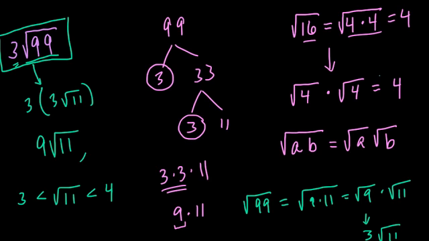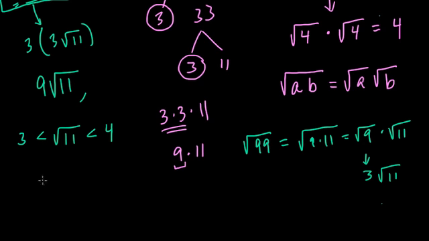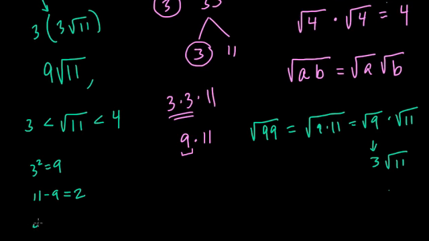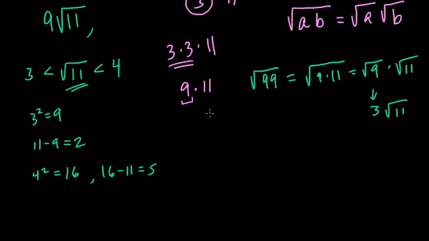But we might want to approximate to the nearest tenth. And what I realized right away is that 11 is closer to 3 than 4, because 3 squared is 9, and 11 minus 9 is only 2, whereas 4 squared is 16, right? And 16 minus 11 is 5. So 11 is further from 16 than it is from 9, so 11 is closer to 3 than 4. So if it's closer to 3, I want to try values less than 3.5.